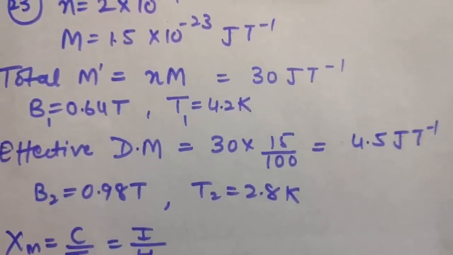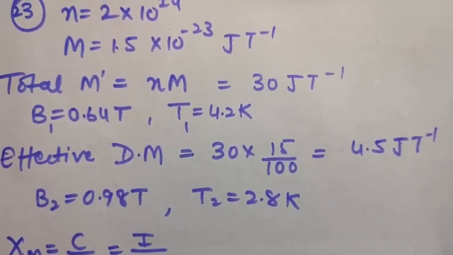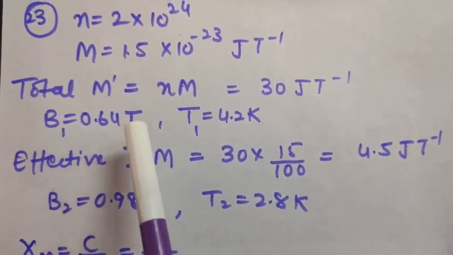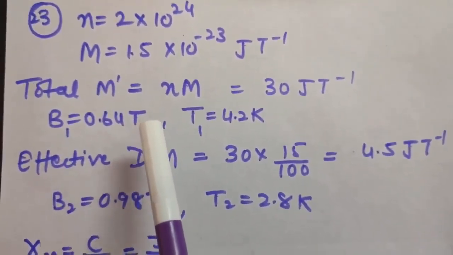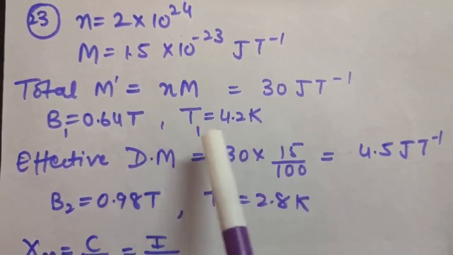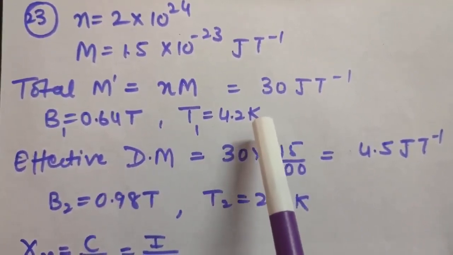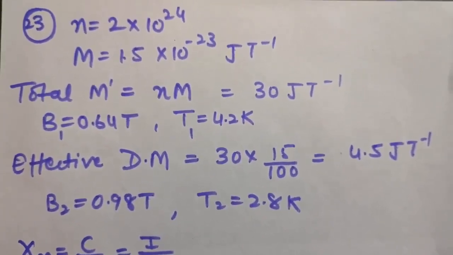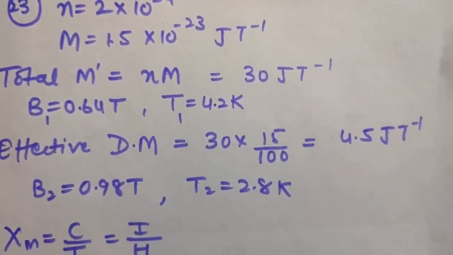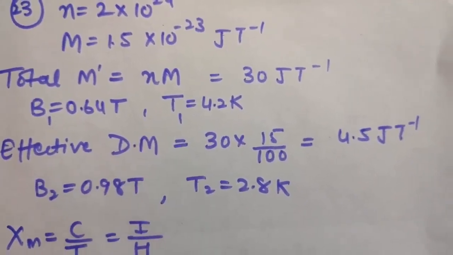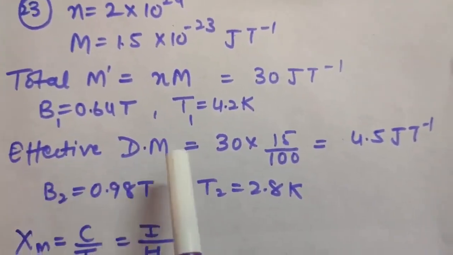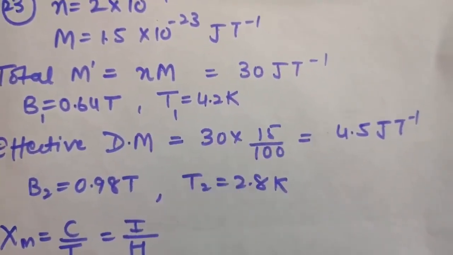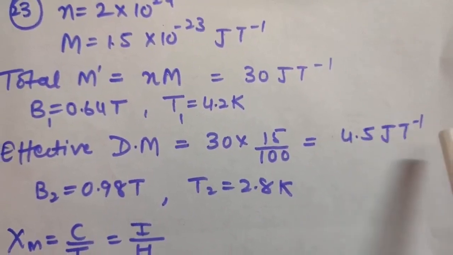After that the question says the sample is placed under a homogeneous magnetic field of 0.64 Tesla, that is B1 is 0.64 Tesla, and cooled to a temperature of 4.2 Kelvin, and T1 is given to be 4.2 Kelvin. After that the question says the degree of magnetic saturation achieved is equal to 15%. So if the saturation is achieved only to 15%, that means the effective dipole moment will be 15% of this. If you calculate 15% of 30, you will get 4.5 joule per Tesla.